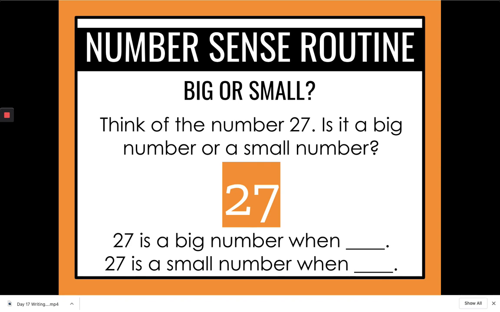So, I could say 27 is a big number when it's the number of birds flying at me. 27 is a small number when it's the number of jelly beans I have left to eat. So now I want you to write down when is 27 a big number for you, and when is 27 a small number for you.